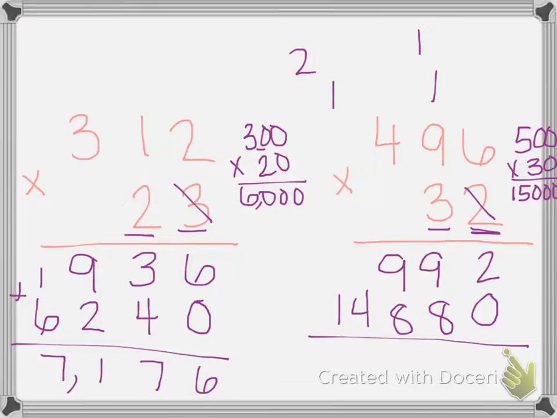Add together. 2 plus 0 is 2. 9 plus 8 is 17. 9 plus 8 is 17 plus 1 is 18. 1 plus 4 is 5. 1 plus 0 is 1. 15,872.